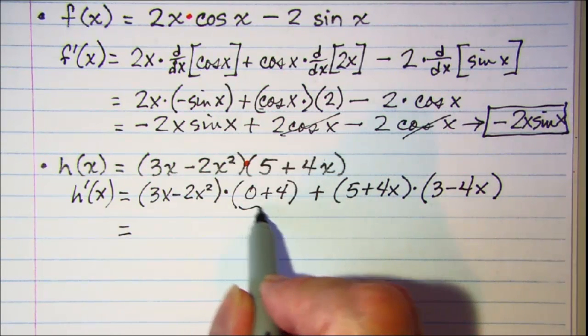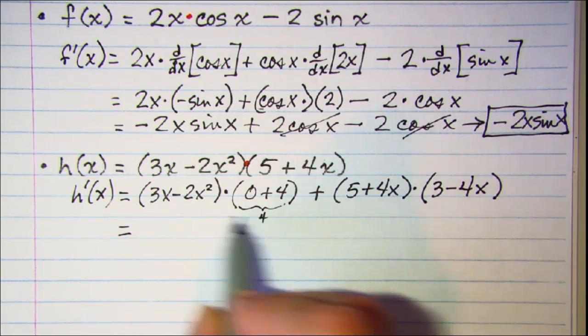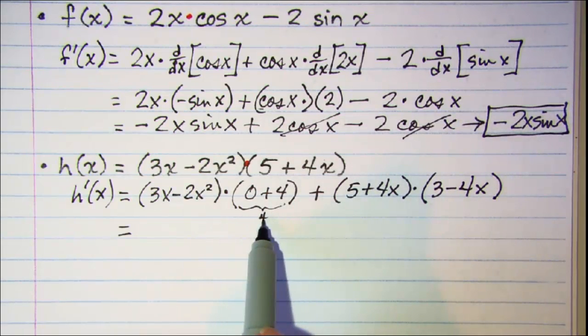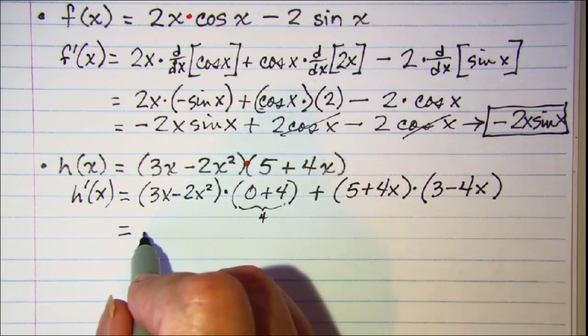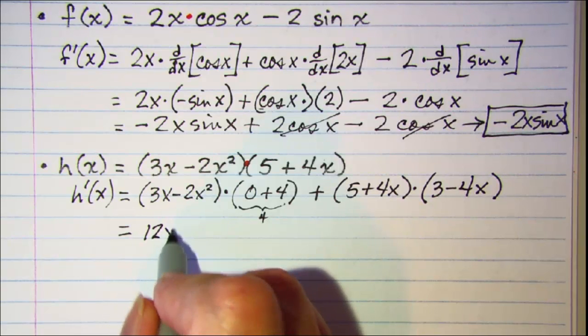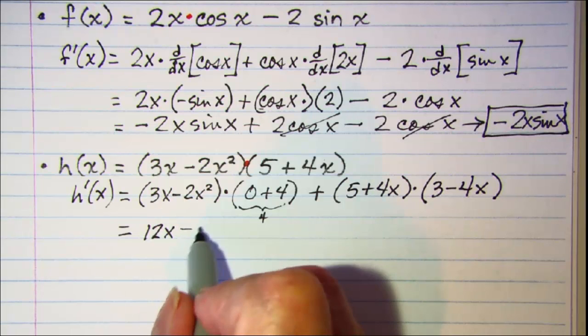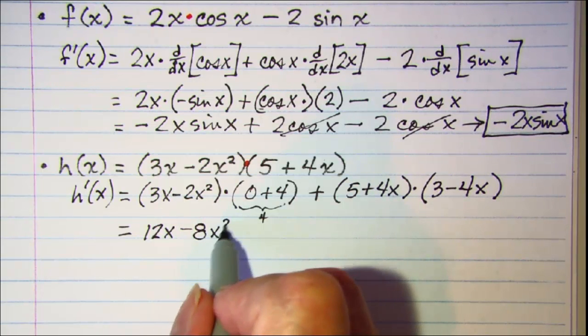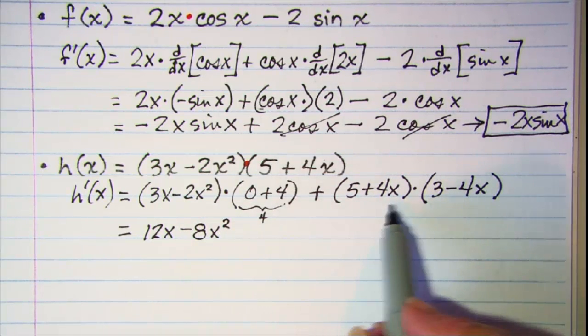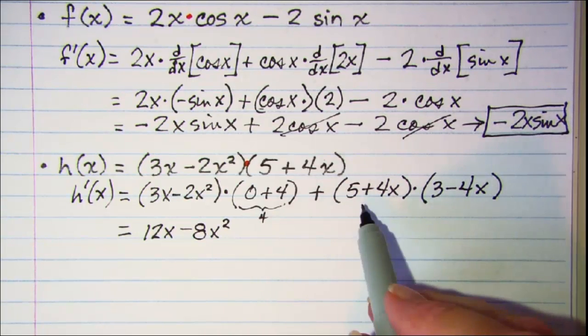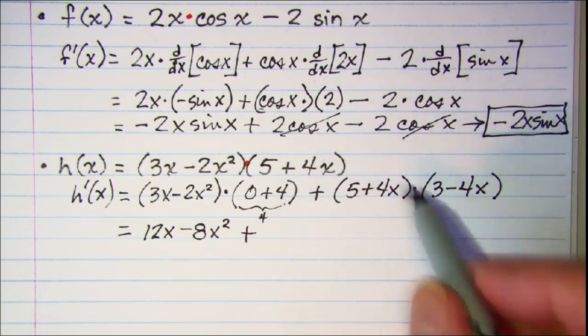And this is the same as 4, so we'll distribute the 4 through the binomial. 4 times 3x is 12x. 4 times negative 2x squared is a negative 8x squared. And then on this one I have 2 binomials multiplied together, so I'll use FOIL.